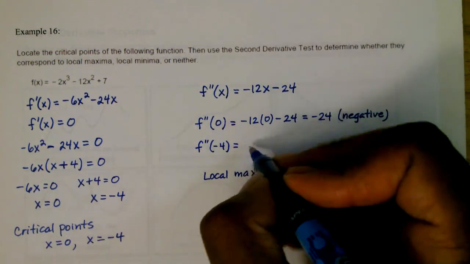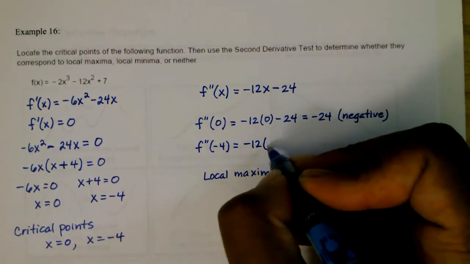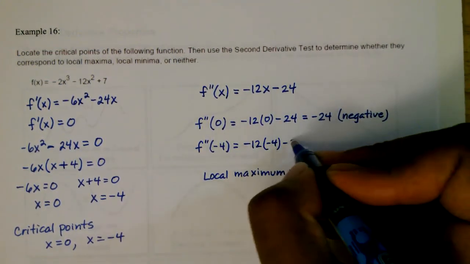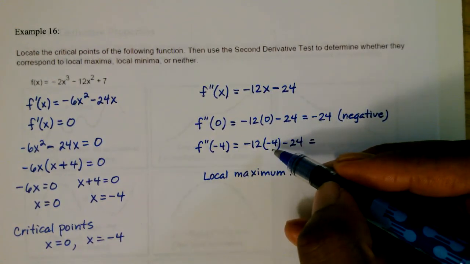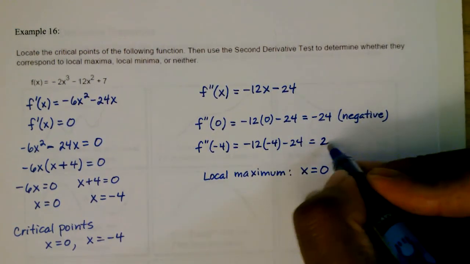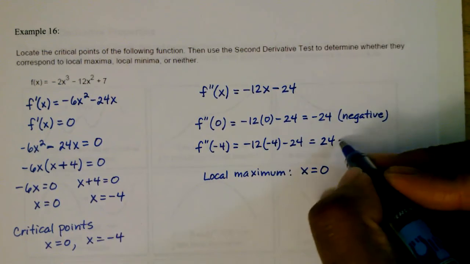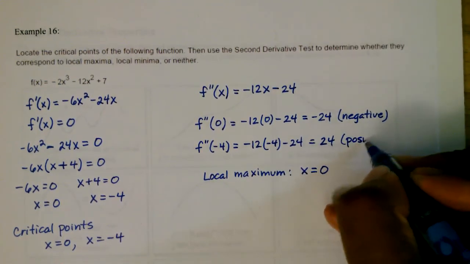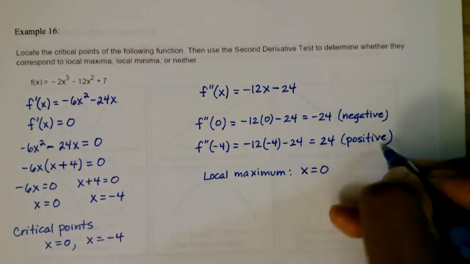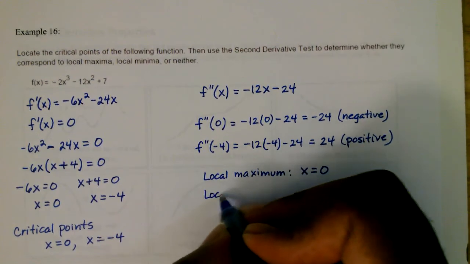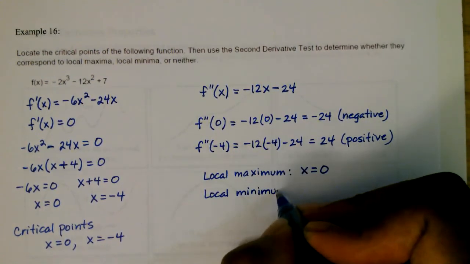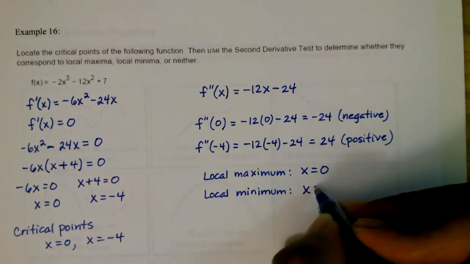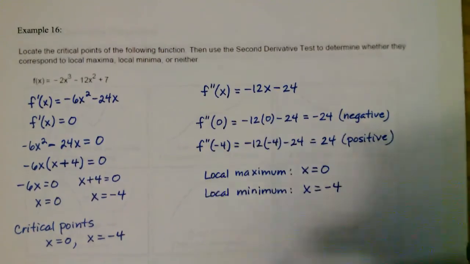Now for f double prime of negative 4, this will be negative 12 times negative 4 minus 24. Well, negative 12 times a negative 4 will be 48. 48 minus 24 is 24. And that is a positive value. So that tells me I'm going to have a local minimum at x equal negative 4. Okay.